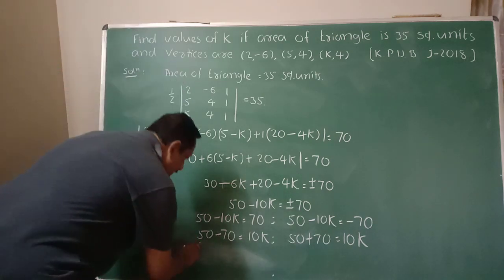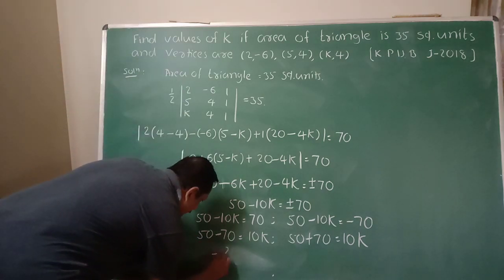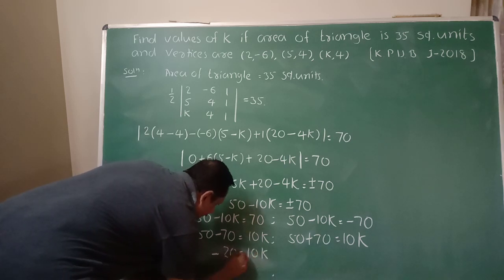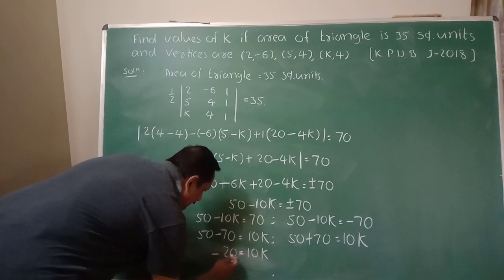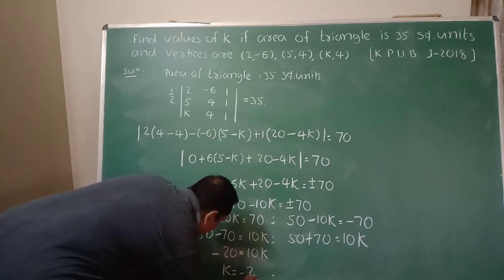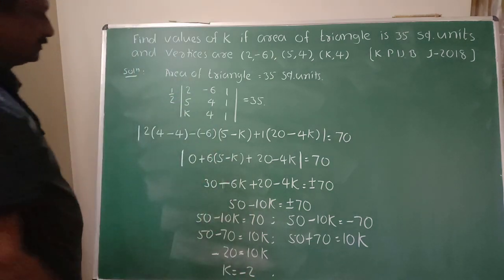Then 50 minus 70 minus 20 here, minus 20 is equal to 10k. Therefore 10 ones are 10, twos cancel here. Hence the value of k is minus 2 here. k is equal to minus 2.